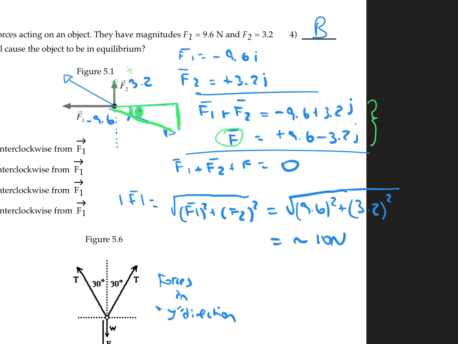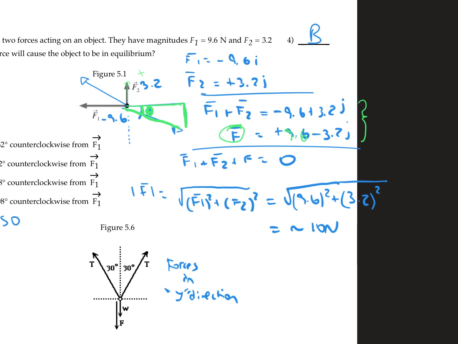So we're going to add also the third force. I'm going to label it as F, and since we said it's going to be the opposite of the two forces, the two magnitudes, it's going to be plus 9.6 newtons and negative 3.2 newtons. So at equilibrium, that means that the sum of all these three forces is going to add up to 0.